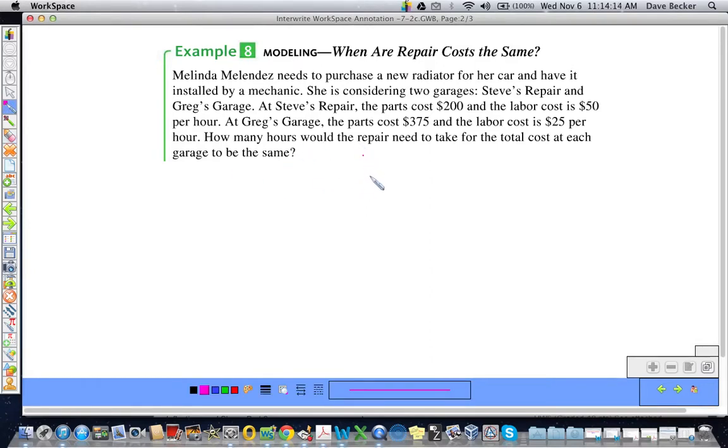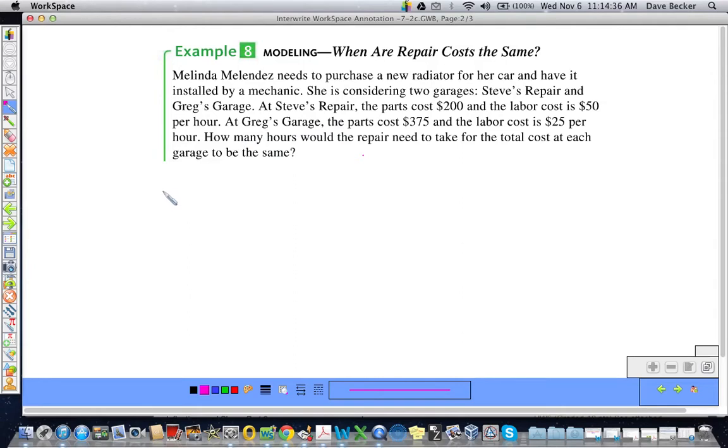So let's get started. We have someone, Melendez, she needs to purchase a new radiator for her car and have it installed by a mechanic. There's two garages, Steve's Repair and Greg's Repair. At Steve's Repair, the parts cost $200 and the labor cost is $50 per hour.